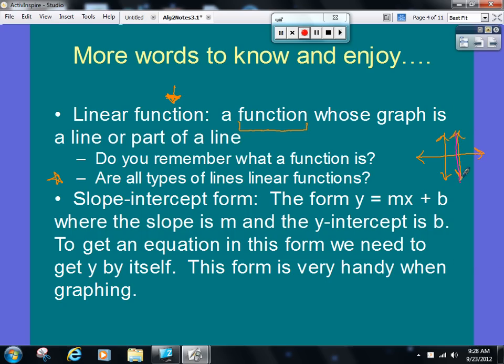Because if I draw a vertical line here, oh my gosh, they're touching everywhere. Okay, because for that x value there are multiple y values. So there's one line that's not a function, and that is your vertical line.